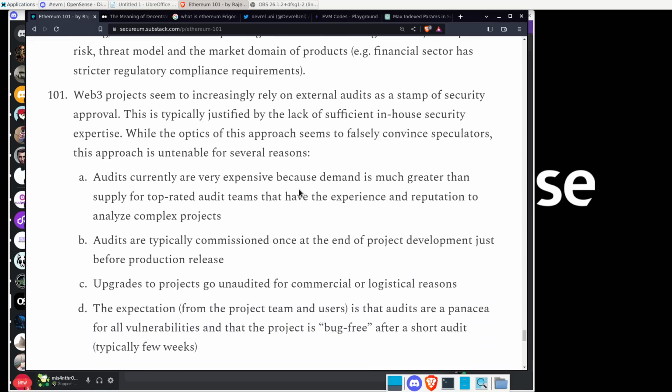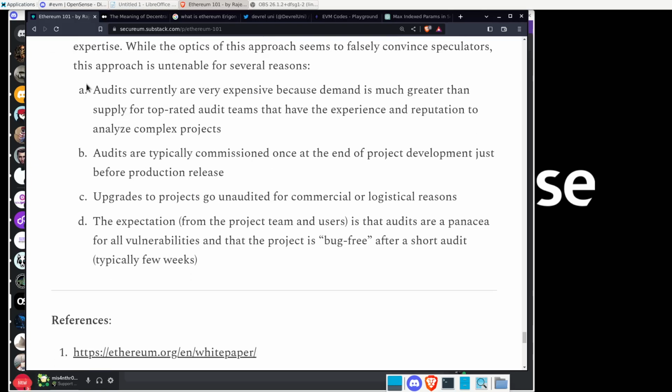Web3 seems to increasingly rely on external audits as a stamp of security approval. This is typically justified by the lack of sufficient in-house security expertise, while optics of this approach falsely convince speculators. This approach, why? Oh my god, man. I can really understand what you've written here.